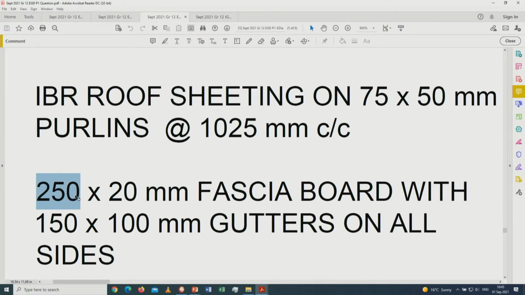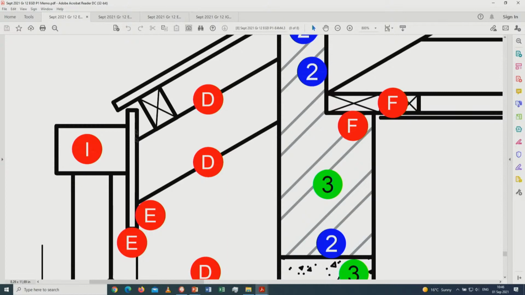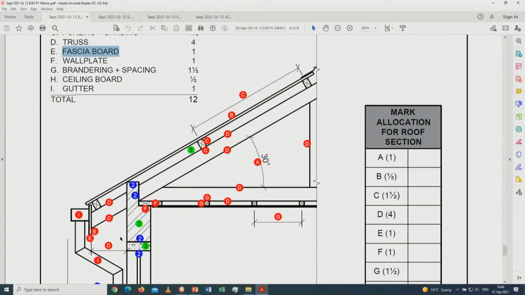Right, now remember I'm working on a scale of 20. All right, so in that case, the learner should work out what 250 divided by 20 will be, and that will give him 12.5 millimeters. So if you go to the answer, that should be 12 millimeters or 12 to 13 millimeters from top to bottom. All right, so that's for the fascia board.